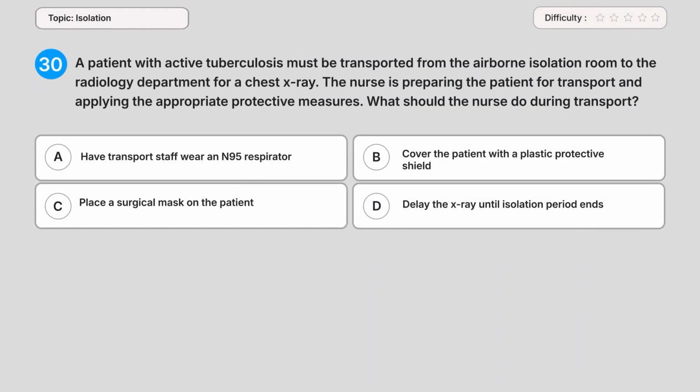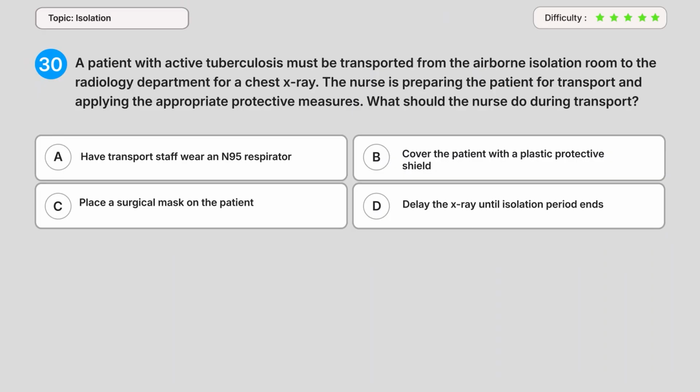Question 30. A patient with active tuberculosis must be transported from the airborne isolation room to the radiology department for a chest X-ray. The nurse is preparing the patient for transport and applying the appropriate protective measures. What should the nurse do during transport?